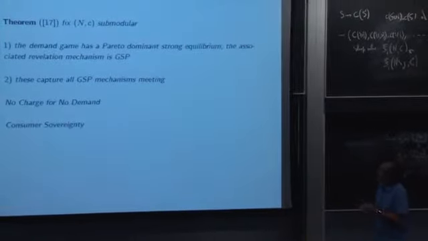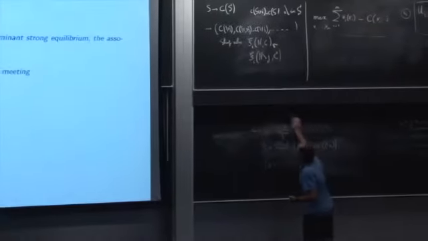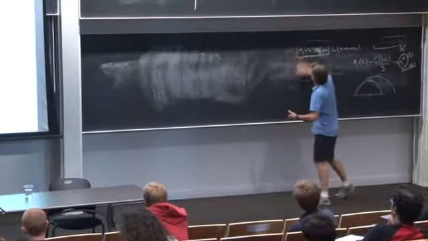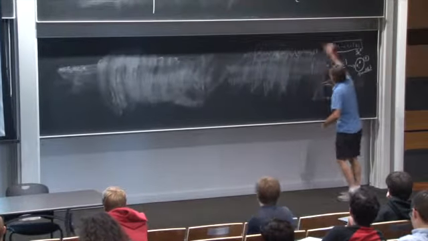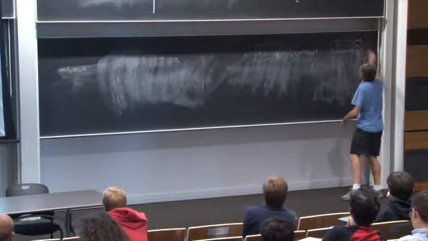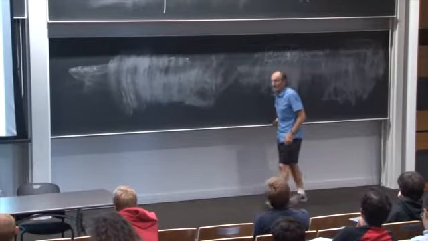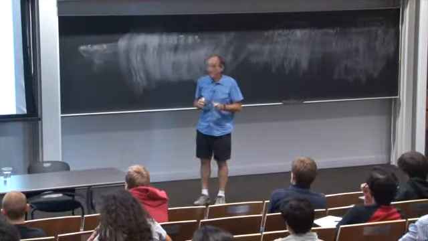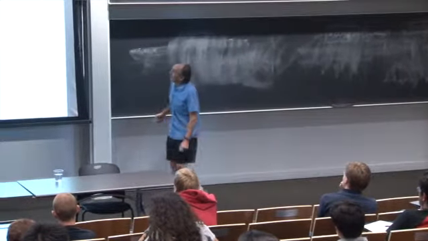And it's one that's easy to reach, because in view of the cross-monotonicity property, you obtain that strong equilibrium by a simple descending algorithm.